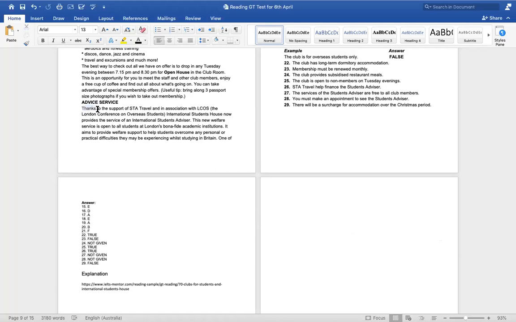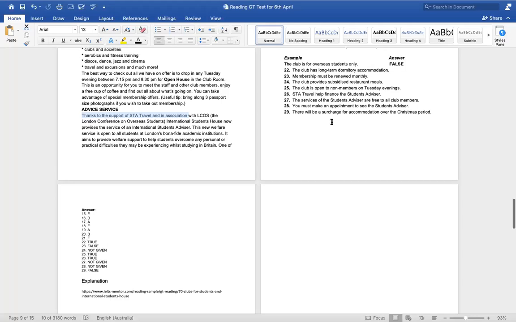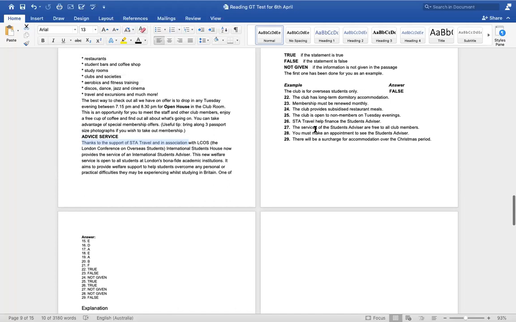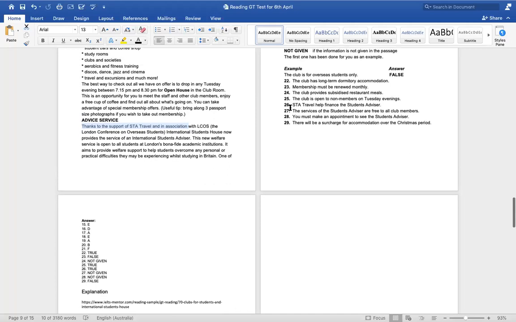So it says, thanks to the support of STA, that we have a student in association with LCOS, International Students House now provides the service of an international student advisor. So thanks to the support, that means it's financial. So they are helping them out, or they are paying them. So that's why they are helping finance the student advisor.